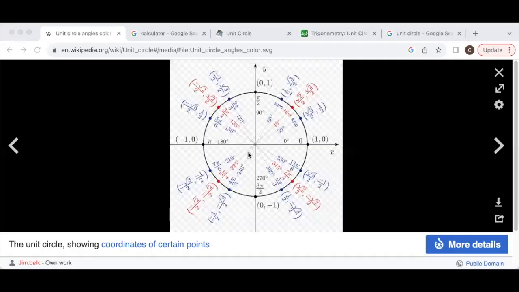Over the next couple of videos, I will be explaining the unit circle in multiple different ways. Here is the first way. Let's go find a unit circle on the web. This is a unit circle in public domain, so let's use this.